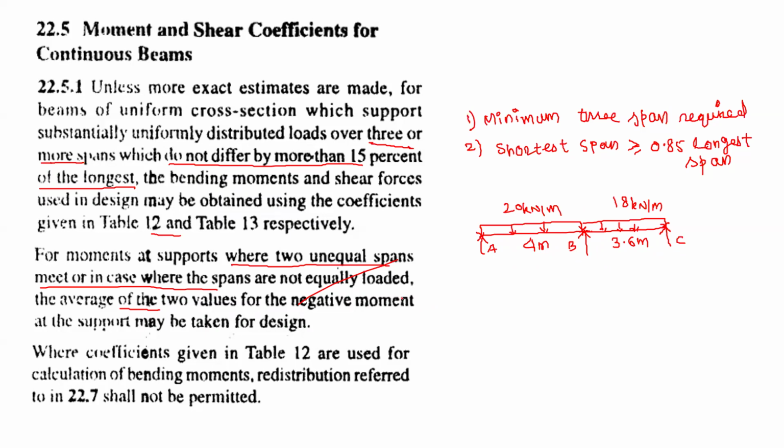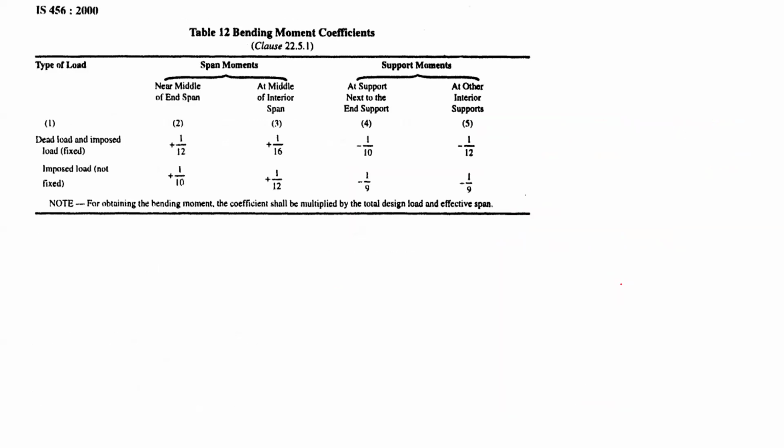Then for the moment, they are mentioning that for the negative moment at support we take the average of the two. So we have to take it as (MBA + MBC)/2. The average we have to consider in this case. These are given on page number 35. Then we have these values.